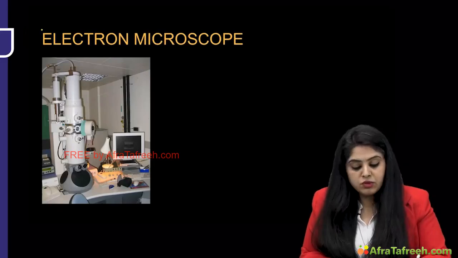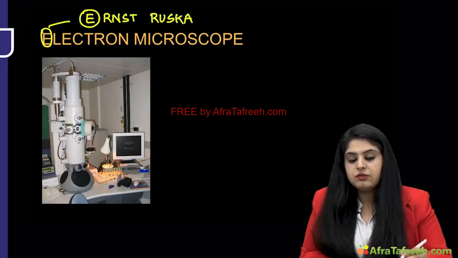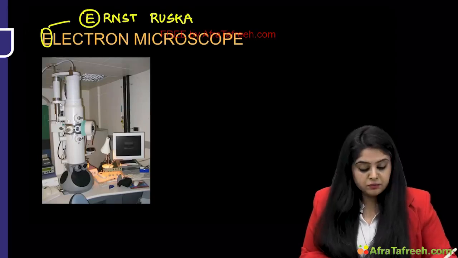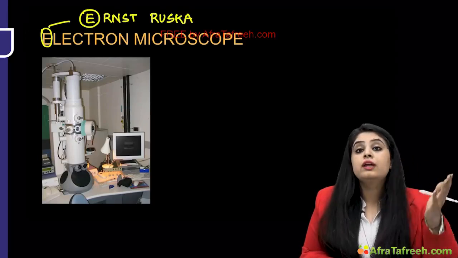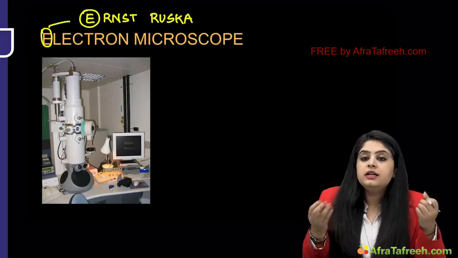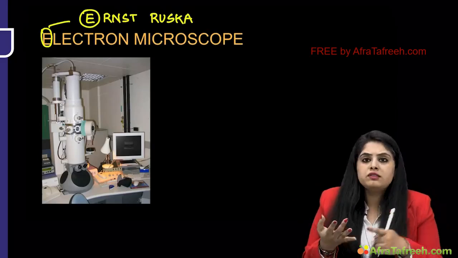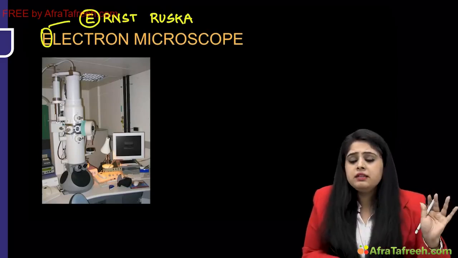I'll tell you. Firstly, what do you know about it? Who was the scientist who discovered the electron microscope? E for E, if you all remember, it was Ernst Ruska. Ernst Ruska identified the electron microscope. Further, we need to know why it looks like this spaceship. Because here, for the first time, I'm not using any light. In all the other cases, I was using transmitted light, reflected light, UV light, or some other light. Here I don't use light.